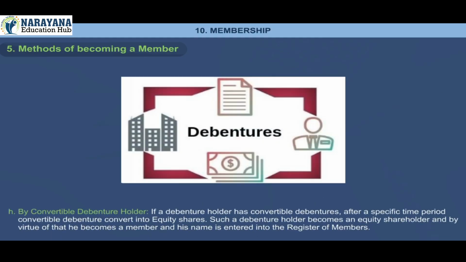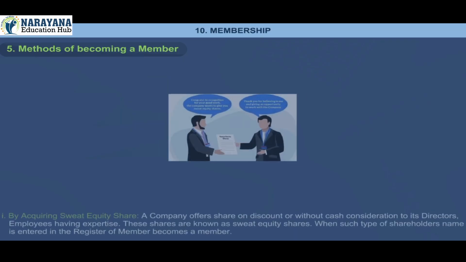H. By convertible debenture holders. If a debenture holder has convertible debentures, after a specific time period, the convertible debentures convert into equity shares. Such a debenture holder becomes an equity shareholder, and by virtue of that, he becomes a member and his name is entered into the register of members.